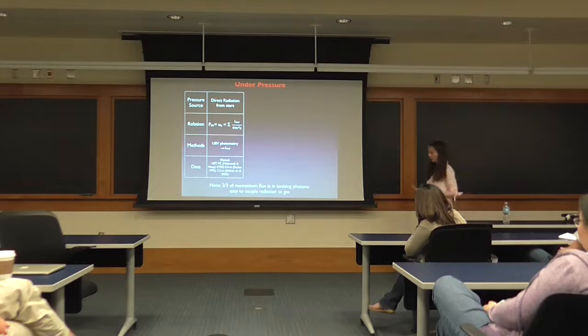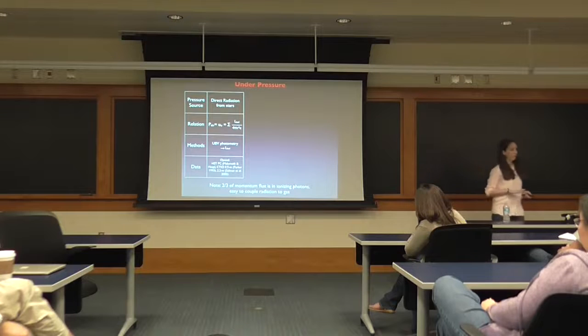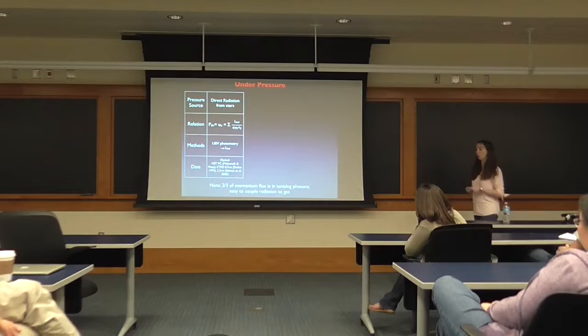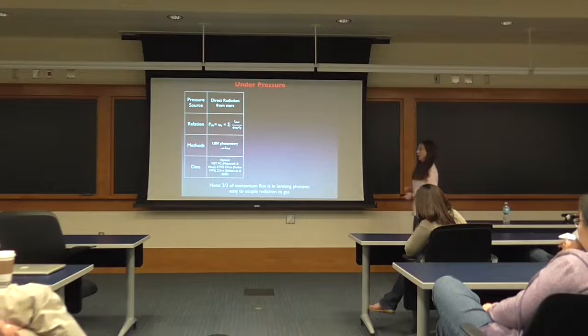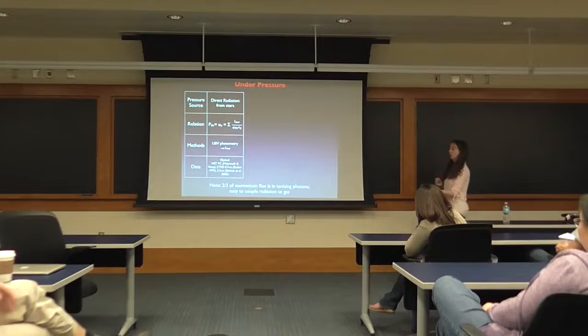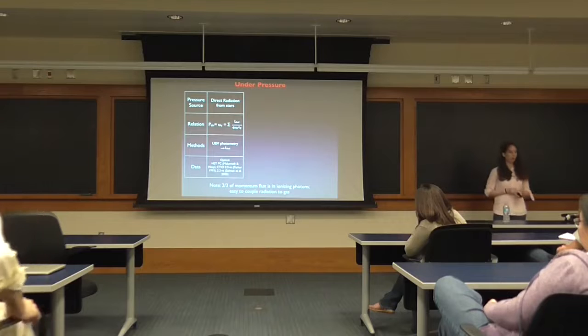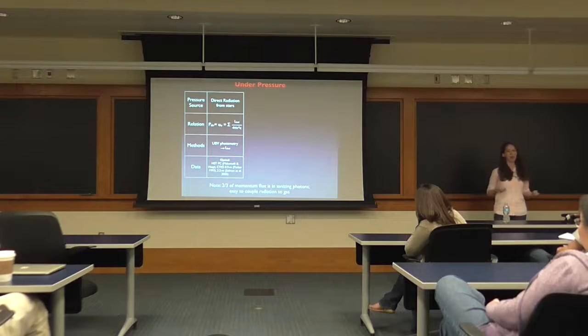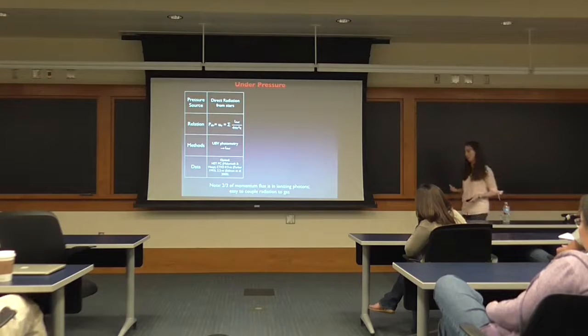So the first thing we're going to measure is the pressure associated with radiation from stars. This is the radiation that couples directly to the gas, and it is given by the energy density of the light that's emitted by the stars. Here we're assuming that it couples because 2/3 of the momentum flux of the light is in ionizing photons, so it's very easy to couple.